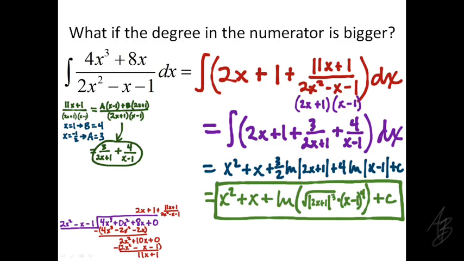If we had wanted to, we could have incorporated this constant into the natural log. And that's just a personal preference thing. You can if you would like. You don't have to if you don't.